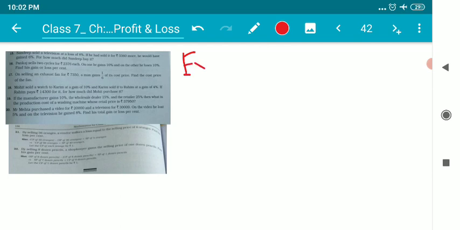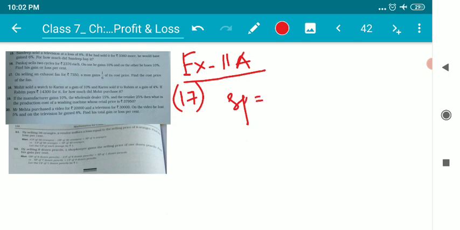So children, let us have a discussion on question number 17 of exercise 11A. Let us have a look. On selling an exhaust fan for rupees 7,350, a man gains 1/6 of its cost price. Find the cost price of the fan. So the man gains 1/6 of its cost price.